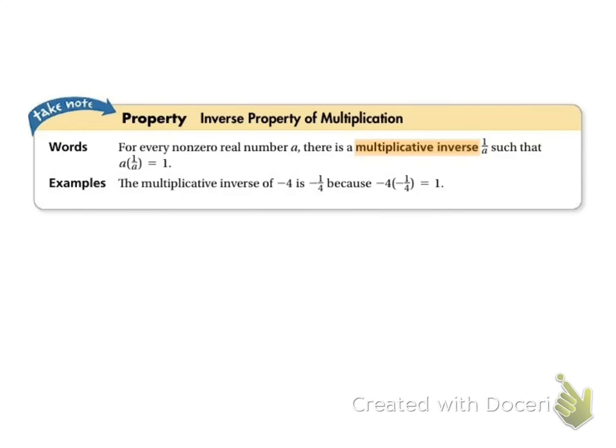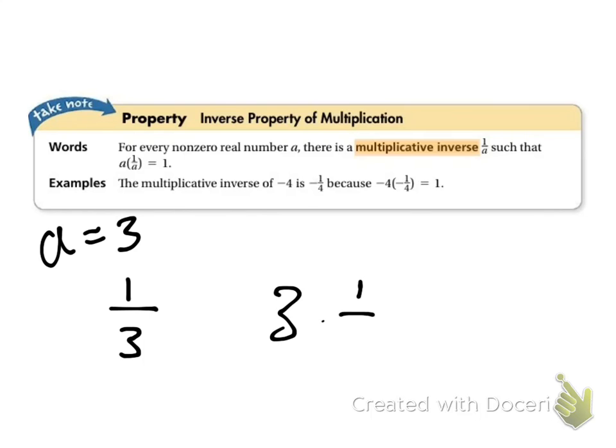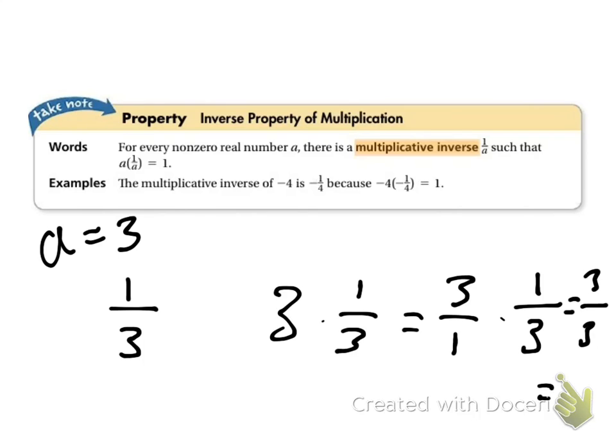Okay, the inverse property of multiplication. For every non-zero real number a, there is a multiplicative inverse, 1 over a, such that a times 1 over a equals 1. So let's say a equals 3, then the multiplicative inverse is 1 over 3, because 3 times 1 over 3 is the same thing as 3 over 1 times 1 over 3, right? 3 divided by 1 is just 3. And then when I multiply across, I get 3 over 3, which is the same thing as 1.